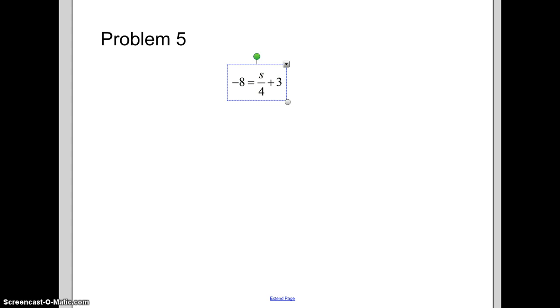This will be our last example for today. We'll go through the steps one more time. First question, is there a fraction? Yes, there is. We have a 4 in the denominator here, so we're going to multiply every term by 4. 4 times negative 8 is negative 32. 4 over 4 is just 1, so we're left with s. And 3 times 4 is 12, so plus 12.